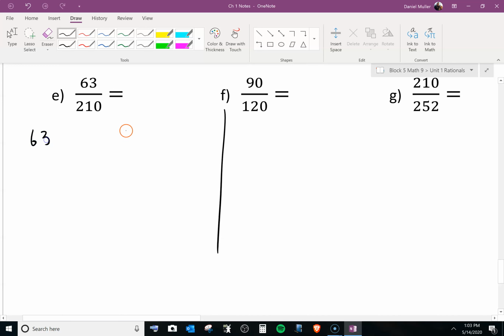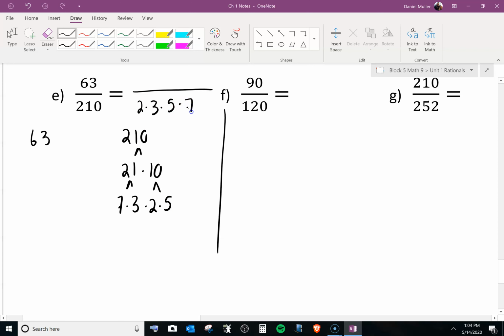So 63 and 210. I like 210 because that's 21 and 10. I can take out a 0 there. 21 is 7 times 3. 10 is 2 and 5. So I'll write that down. I like to write it in order. So 2 times 3 times 5 times 7.